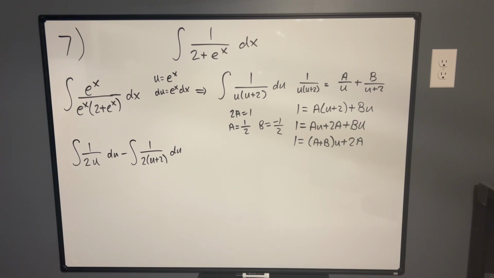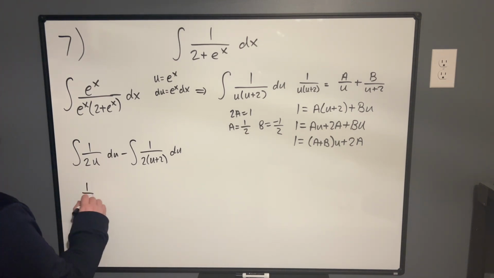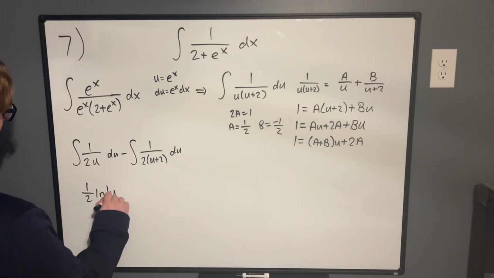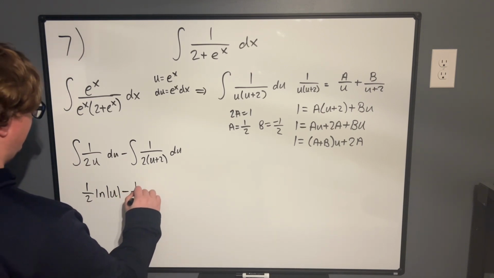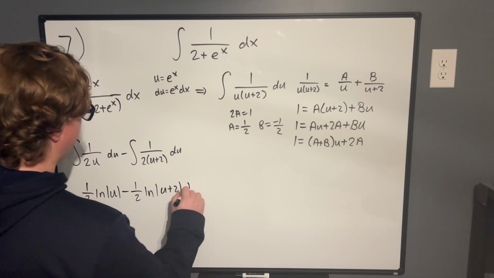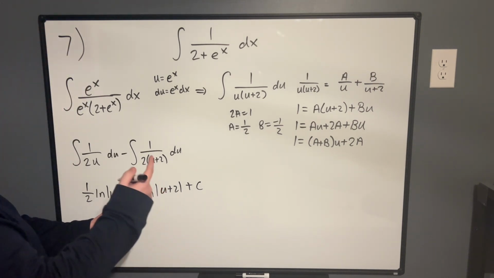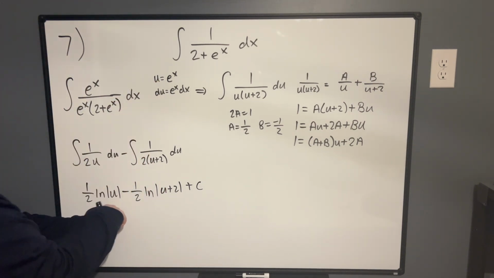And then now these would just be pretty simple u subs here. So this one is just going to be 1/2 ln of the absolute value of u, and then we'll have minus 1/2 ln of the absolute value of u plus 2 plus c. And then again, we started out in the x world. We want to end in the x world as well. So we're going to replace the u's with e to the x's.